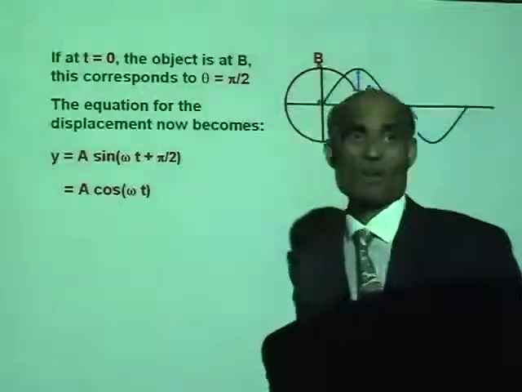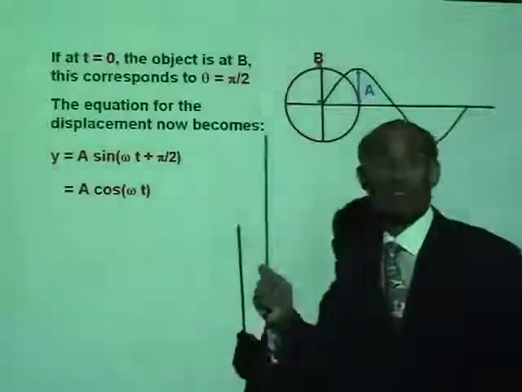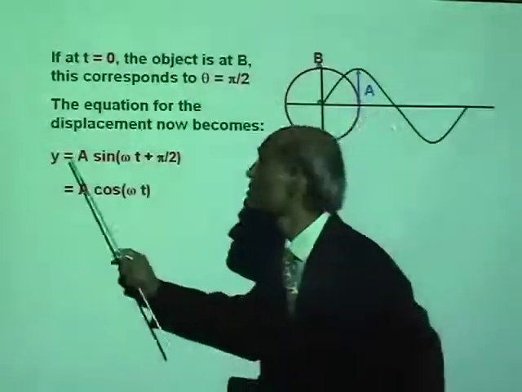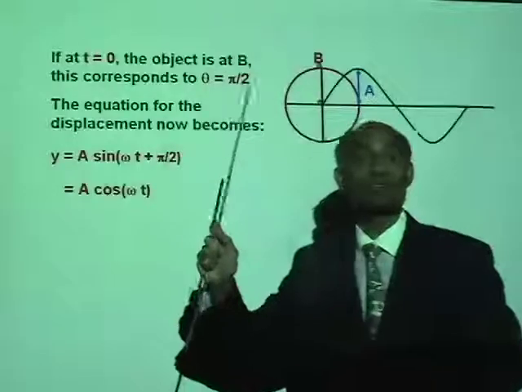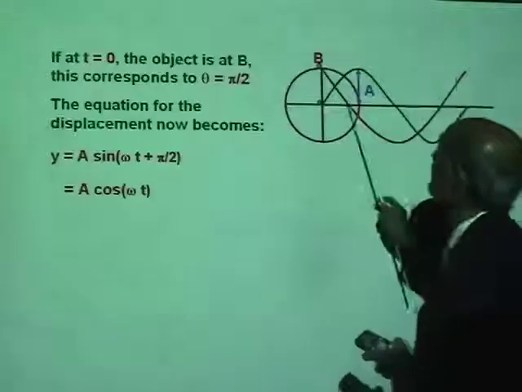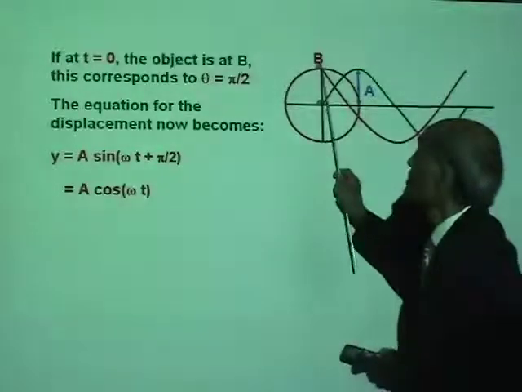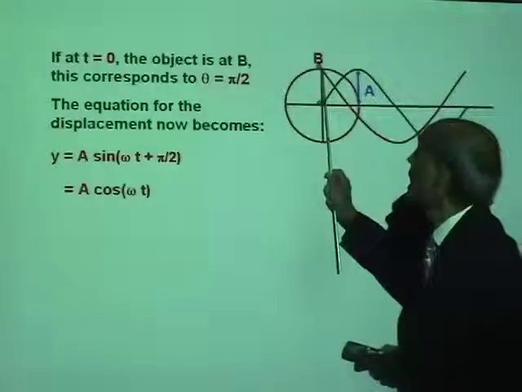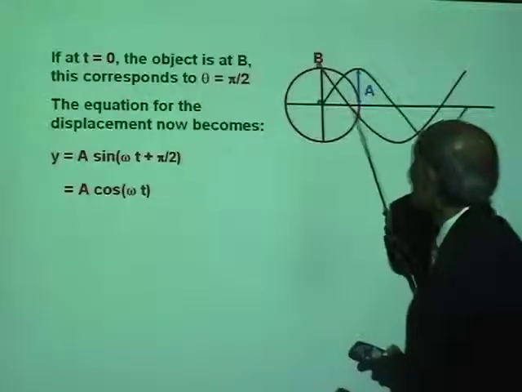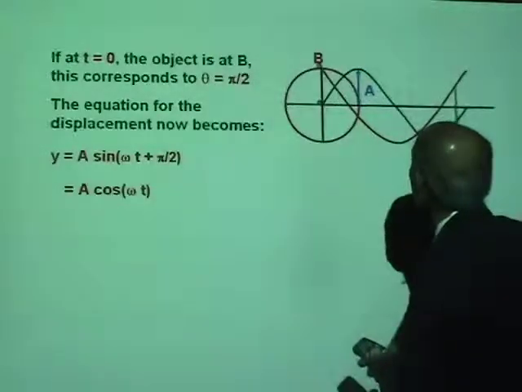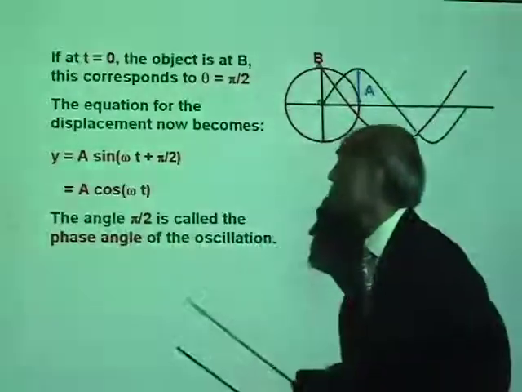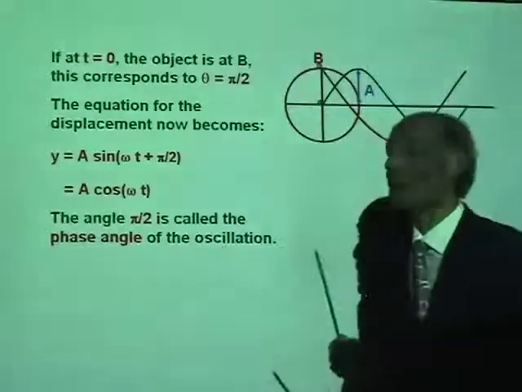Is that right? So, if when you started the clock, the object is at B, then the equation becomes y equal to a cos omega t. It is a cosine graph. Look at the graph of the cosine function. The displacement is maximum at t equal to 0. Displacement is 0, reduces to a minimum and increases to a maximum. The angle pi by 2 is called the phase angle of the oscillation.